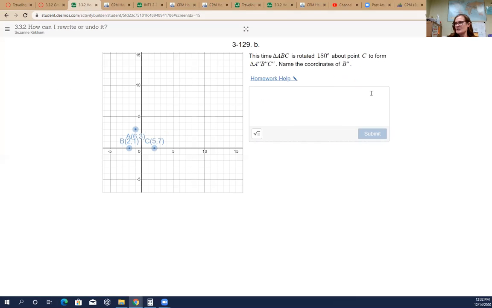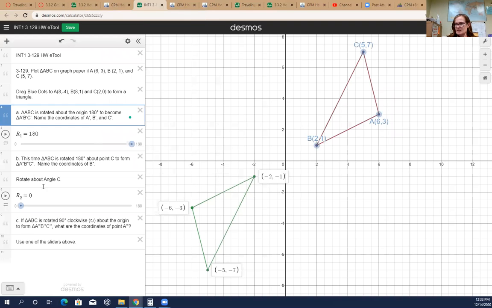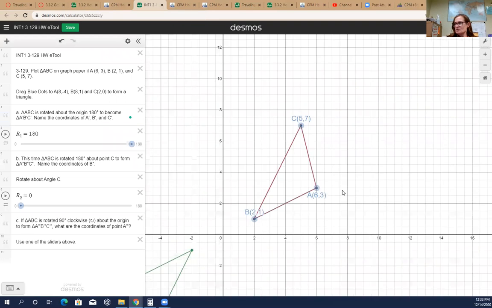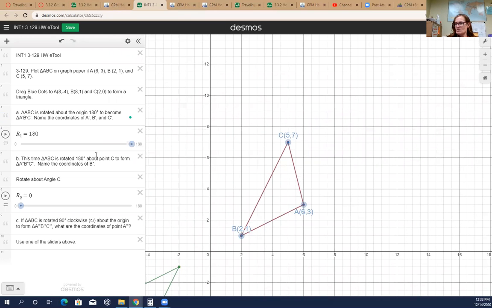Okay, page 15. It says this time triangle ABC is rotated 180 degrees about point C to form triangle A double prime, B double prime, C double prime. Name the coordinates of B double prime. Okay, so we go back over here to our Desmos activity, and what we're going to do is slide this up here. And we are going to take the top red triangle and rotate it 180 degrees around point C.